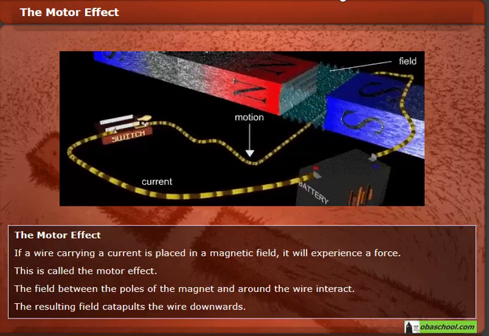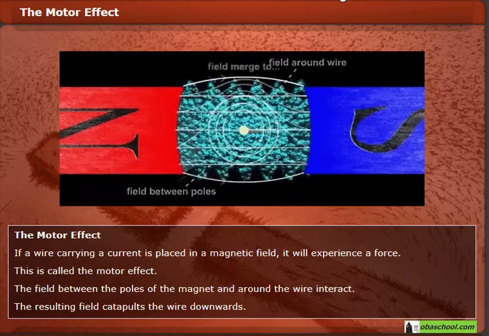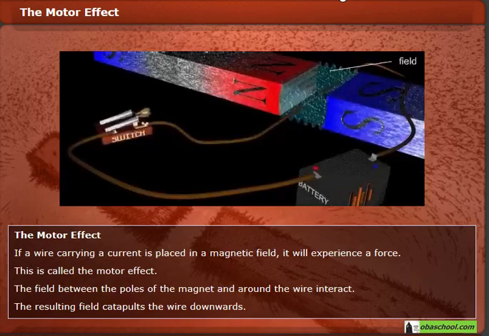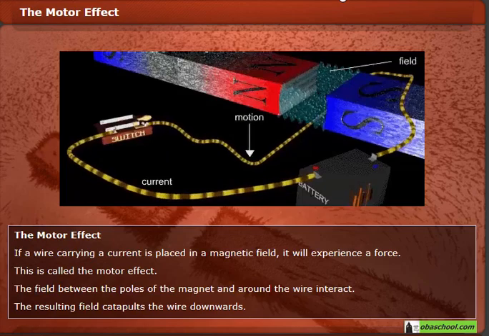If a wire carrying a current is placed in a magnetic field, it will experience a force. This is called the motor effect. The field between the poles of the magnet and around the wire interact. The resulting field catapults the wire downwards.